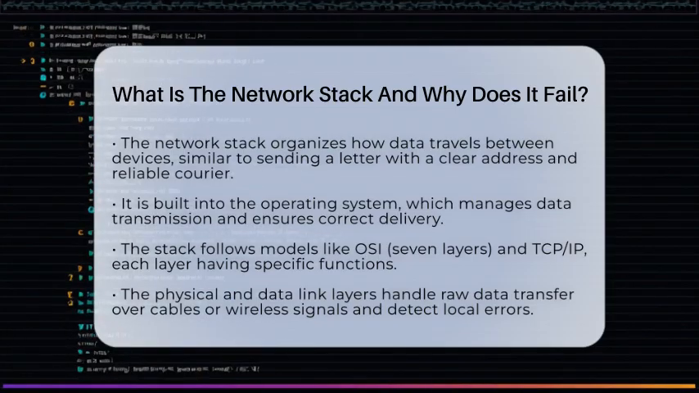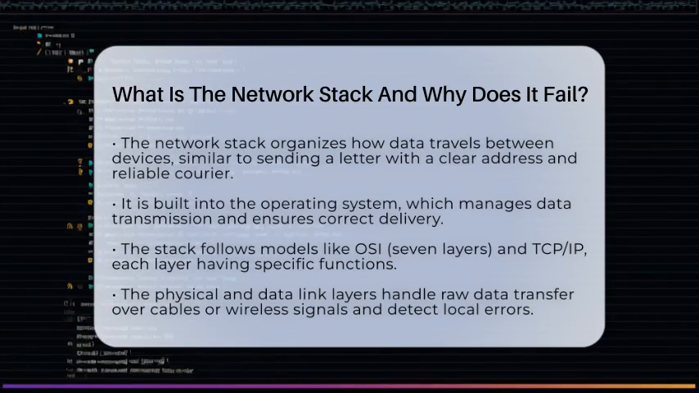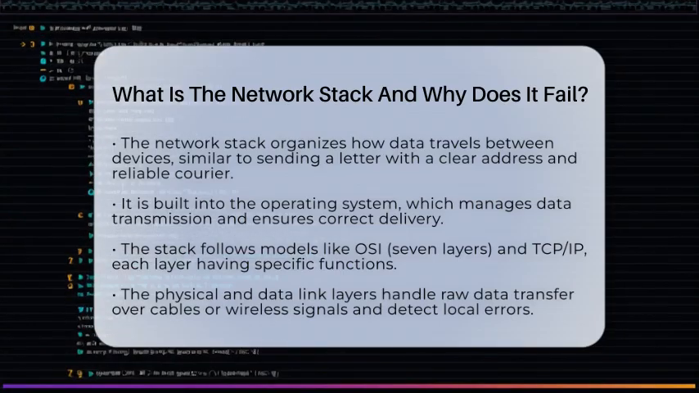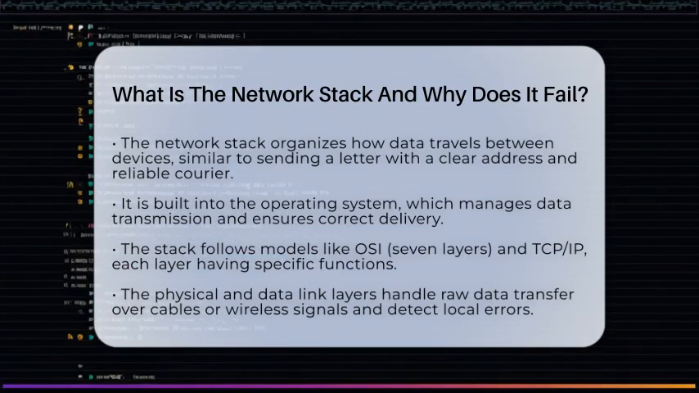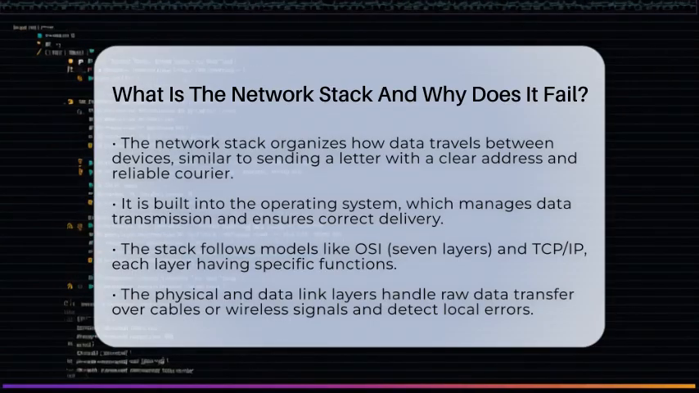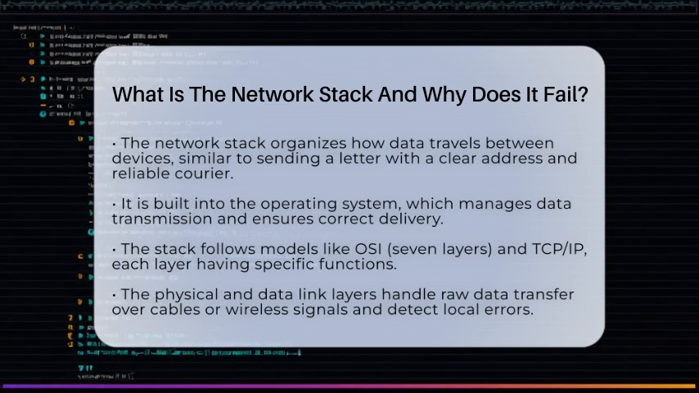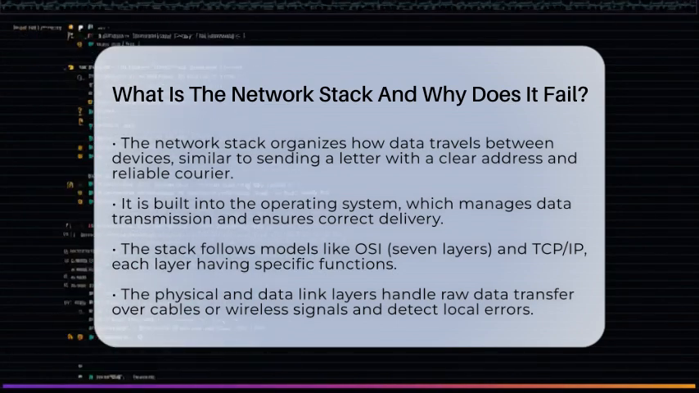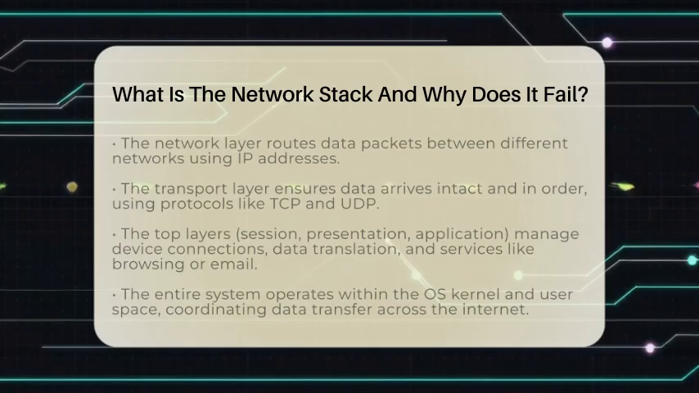The first 2 layers, physical and data link, handle the actual transmission of raw data over cables or wireless signals. They also detect errors and manage local network communication using MAC addresses. The third layer, the network layer, is responsible for routing data packets between different networks using IP addresses.